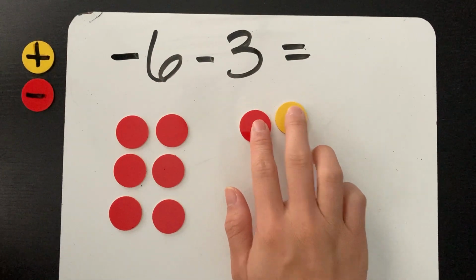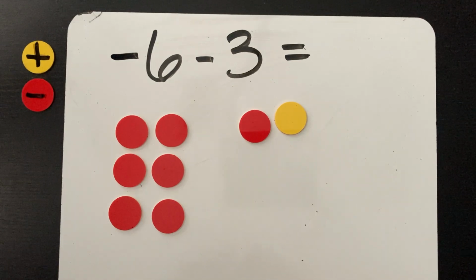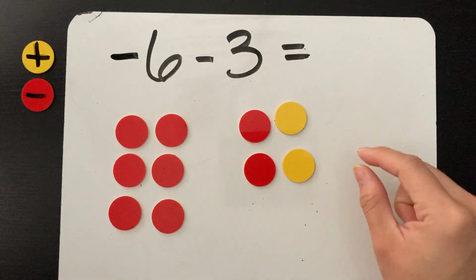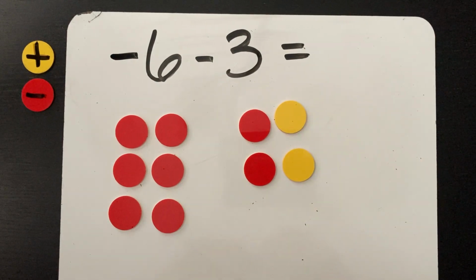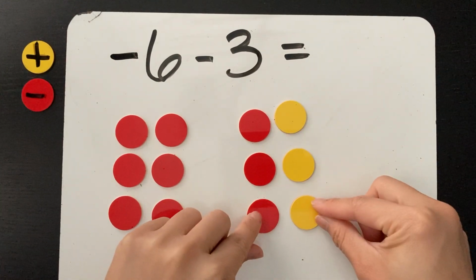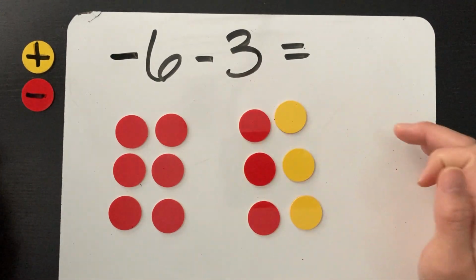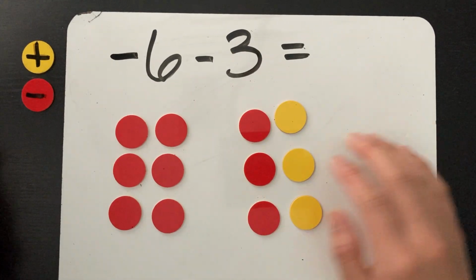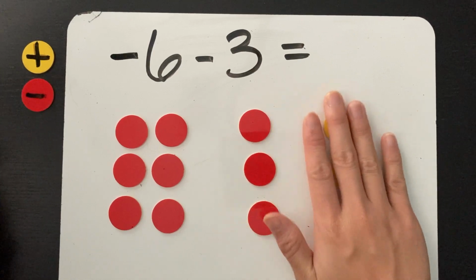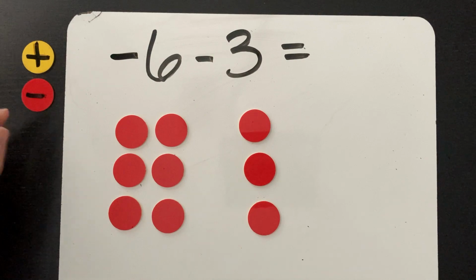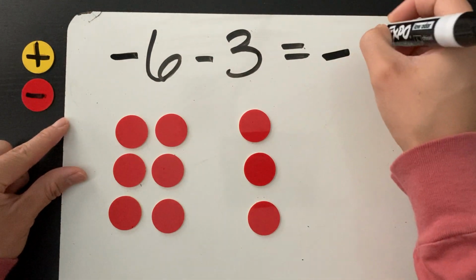If I added this 0 pair, I do have 1 positive I could take away, but that's not quite enough. So I'm going to add another 0 pair. Now I have 2. That's not enough. Got another 0 pair. Now I have a positive 3 I could take away. So I'm going to take away these positive 3. And what am I left with? -6 and a -3. That is -9 total.